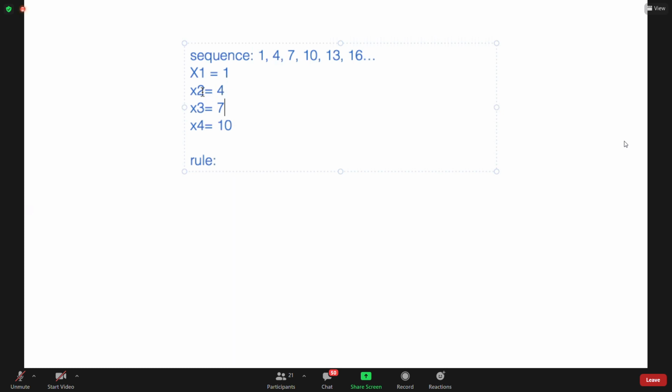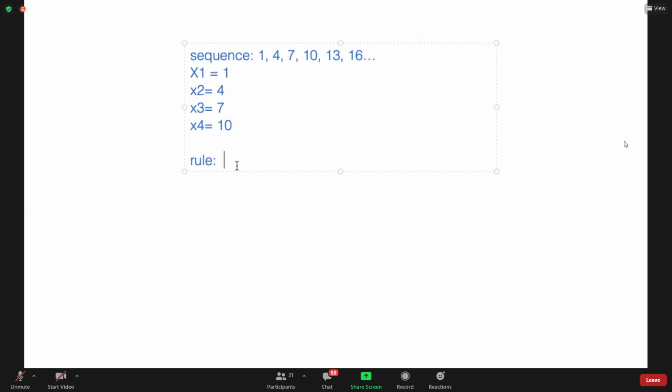Example, 3 multiplied by 1 minus 2 is equal to 1. 3 multiplied by 2, that is 6, minus 2 is equal to 4. 3 multiplied by 3, that is 9, minus 2 is equal to 7. 3 multiplied by 4, that is 12, minus 2 is equal to 10, and so on.